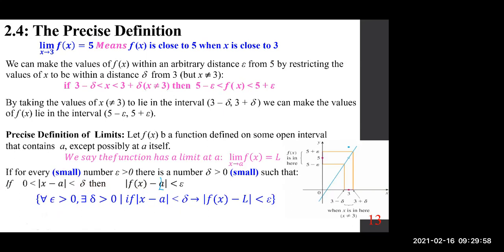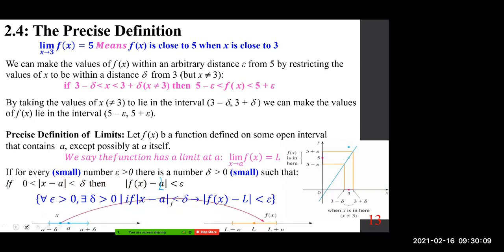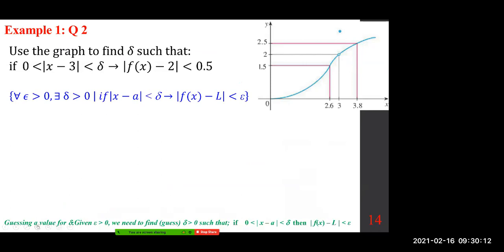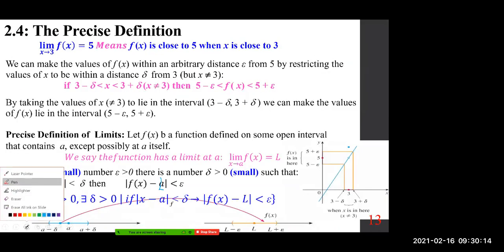Basically we are within delta of a and within epsilon of L. That's the idea. So it maps a point, if this is a minus delta, a plus delta, to a point within L plus epsilon and L minus epsilon. That's it. All right, let's quickly look at this example.